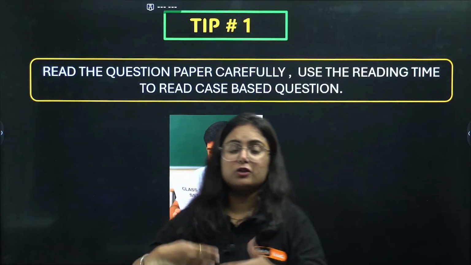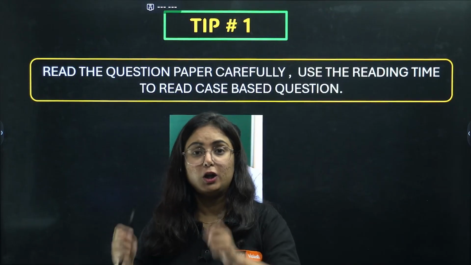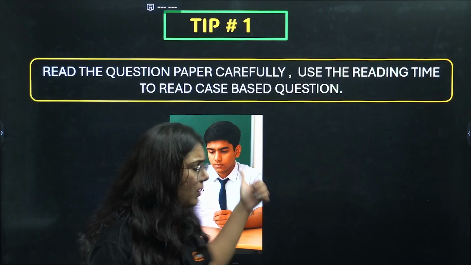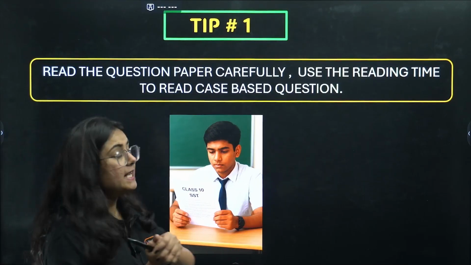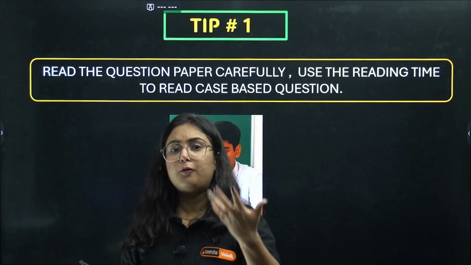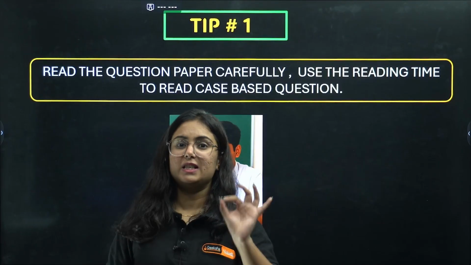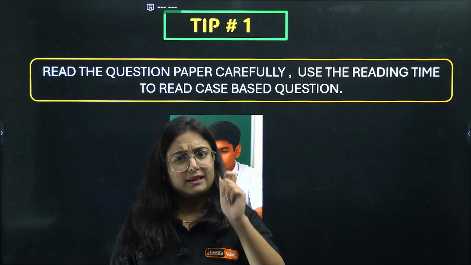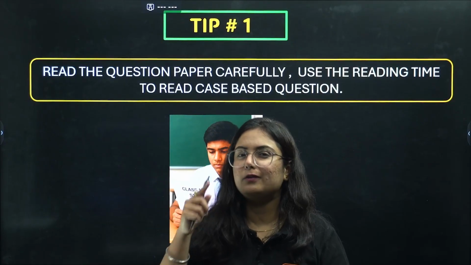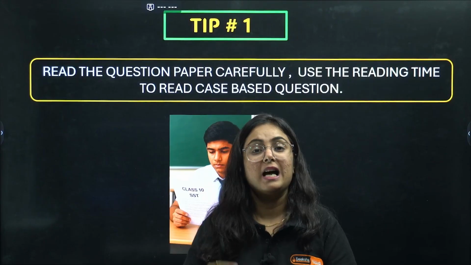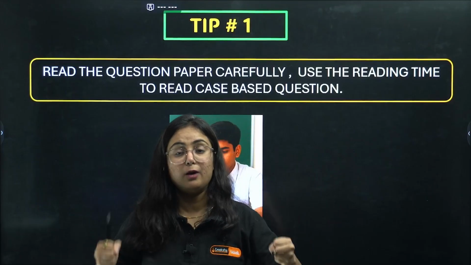Before moving to the tips, I want you to be concentrated throughout the video, and at the end I want you to follow all the tips. Tip number 1 is to read the question paper carefully. Use the reading time to read the case-based questions. Whenever you appear for your exam, you get the question paper and also a reading time of 10 minutes before you start writing. At that time, I have seen students looking here and there, deciding how they will cheat and many more such things. Rather than that, in that particular time, you need to read the paper thoroughly and carefully.